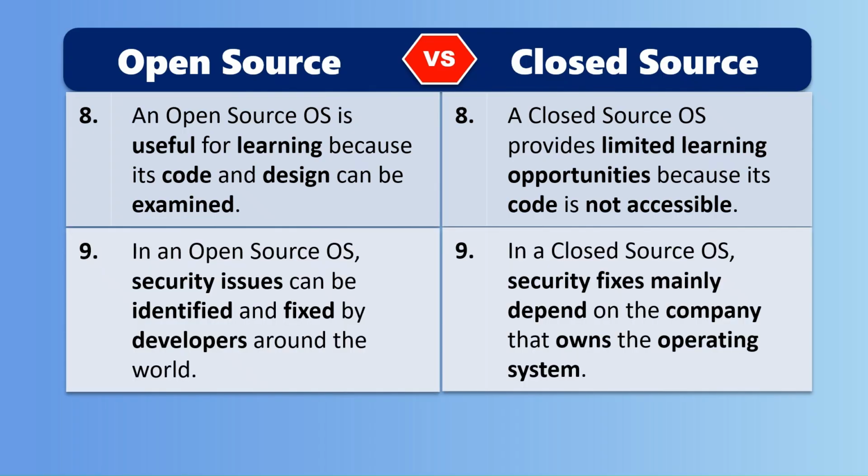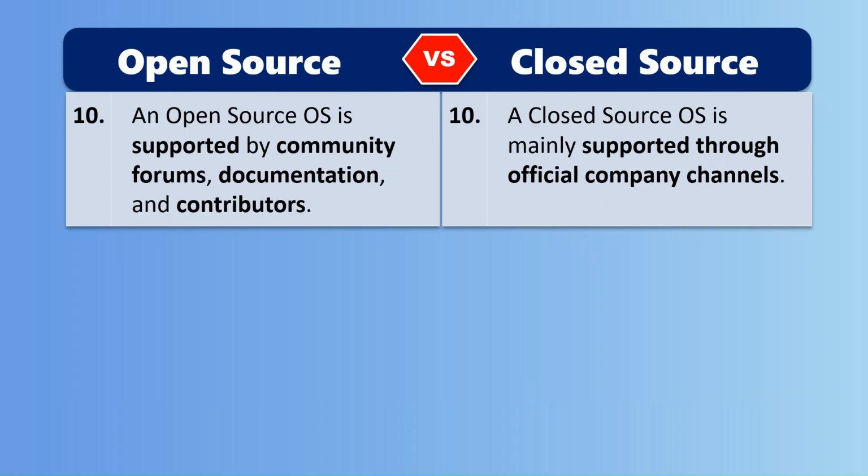In an open source OS, security issues can be identified and fixed by developers around the world. In a closed source OS, security fixes mainly depend on the company that owns the operating system. An open source OS is supported by community forums, documentation, and contributors. A closed source OS is mainly supported through official company channels.